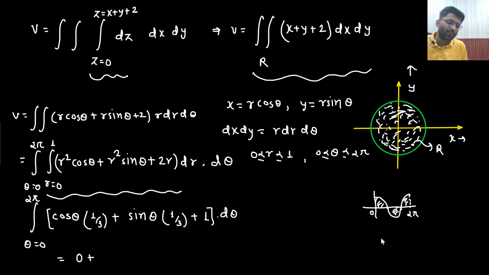Sin theta integrated from 0 to 2 pi. What will be the total area? That will also be 0 only. So this will also be 0. 0 into 1 by 3 will be 0.